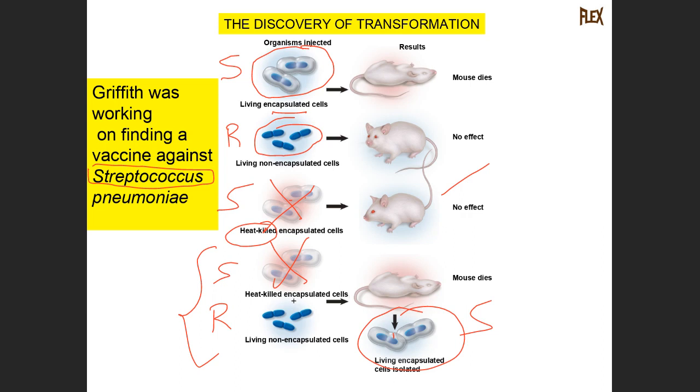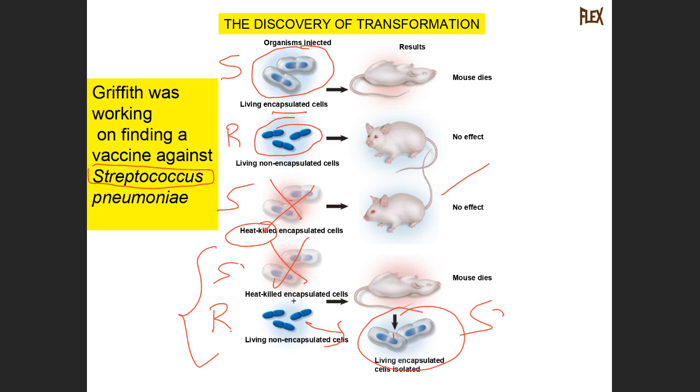So now he had two possibilities. The dead bacteria came back to life, or the live bacteria was transformed into an S bacteria. The R transformed into an S. So keep in mind, he was working at a time when it had not been figured out conclusively that DNA was the genetic material. So he couldn't say, oh, the R took on the genetic material of the S and turned into an S. He couldn't say that.